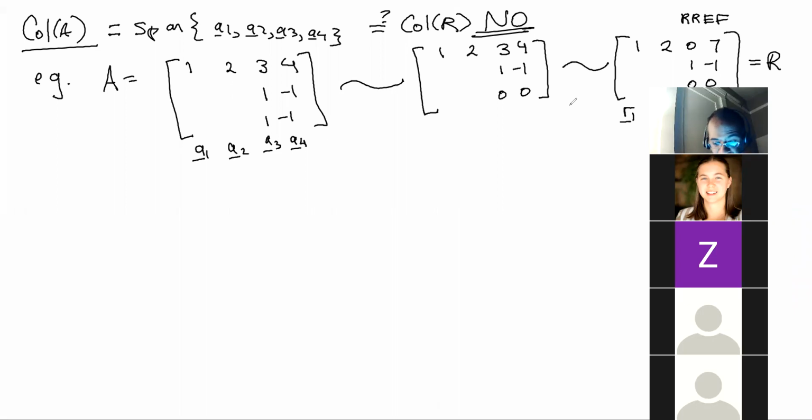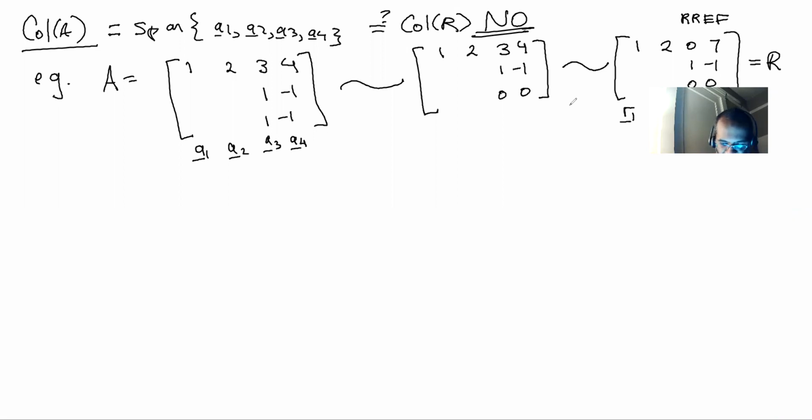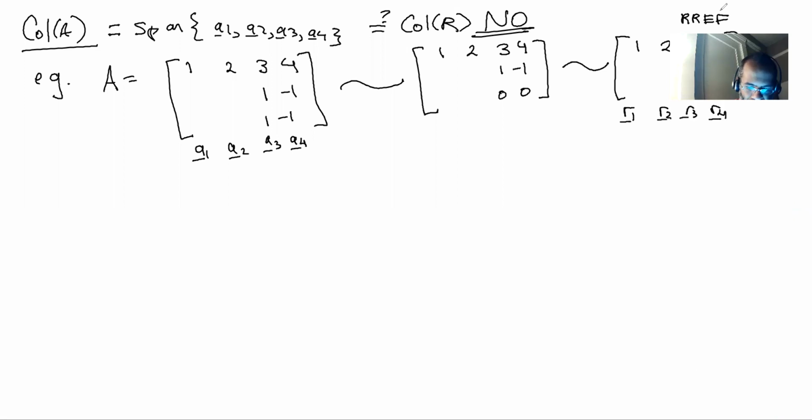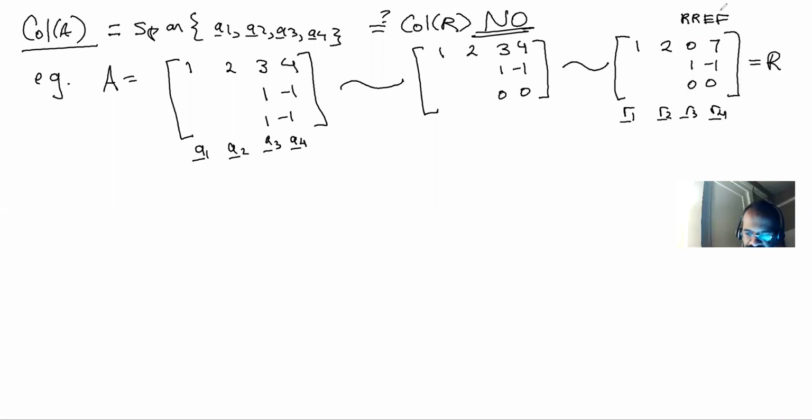Row reduction does not preserve the column space. It preserves solutions of linear systems, which explains why it preserves the null space, but it doesn't preserve the column space. So is this totally useless? Well, it turns out no. And this is a pretty sneaky kind of reasoning.